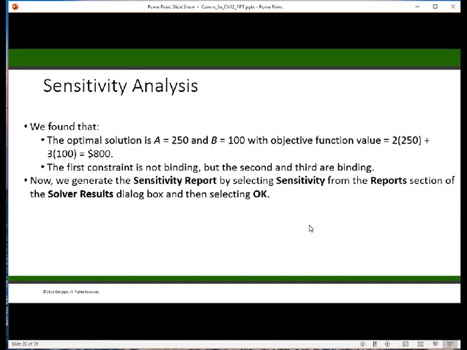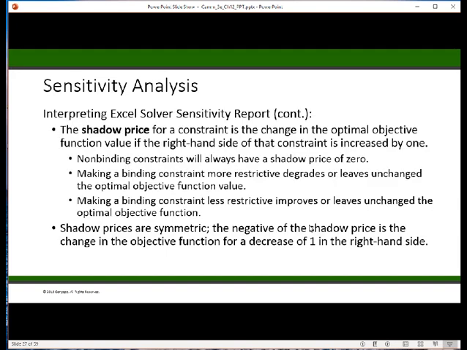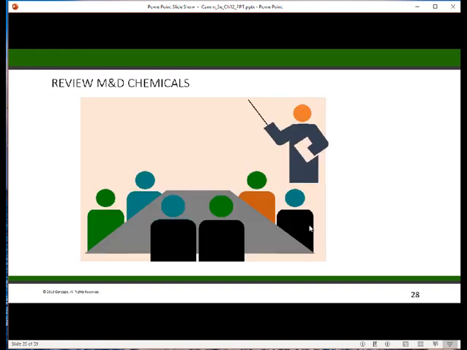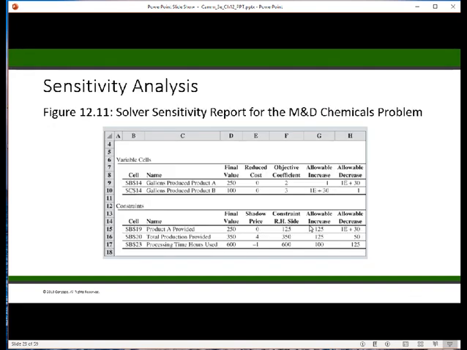So, of course, we set up our decision variables and our objective function, and we found the optimal amounts, 250 and 100. We went over shadow prices. We reviewed the sensitivity analysis report, which we see right here. We reviewed it in Excel, of course, rather than PowerPoint.